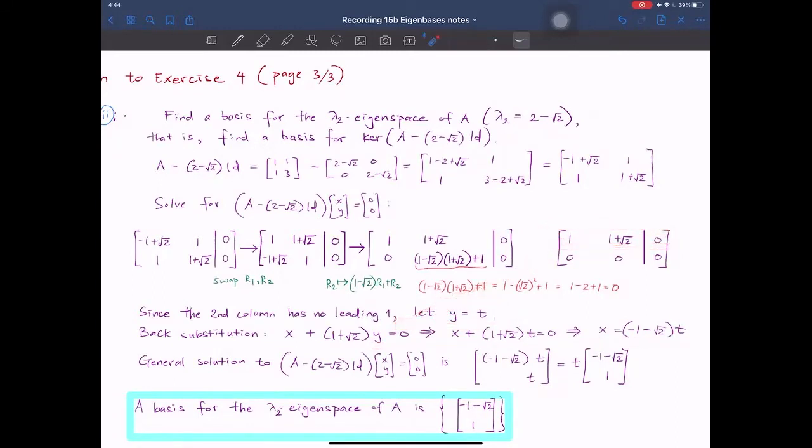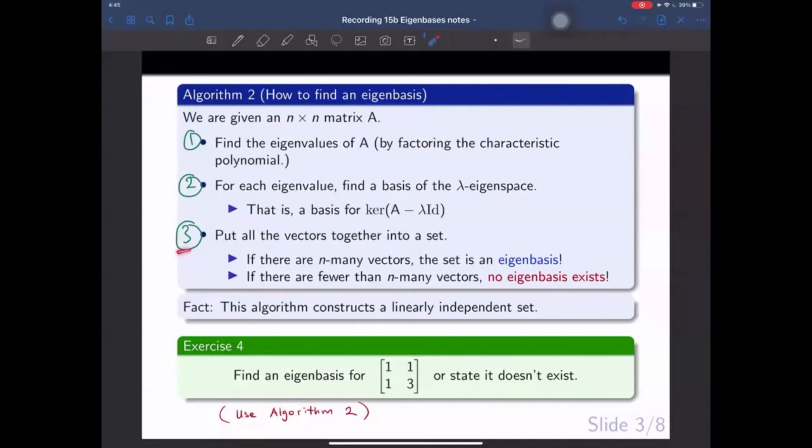I then get the general solution where I just take x and put that into my first entry and y put that into my second entry. I take t out and I have this vector. I can take this vector to be a basis for the lambda 2 eigenspace of A, where lambda 2 is this number. The last step in the algorithm is to put all vectors from step 2 together into a set.